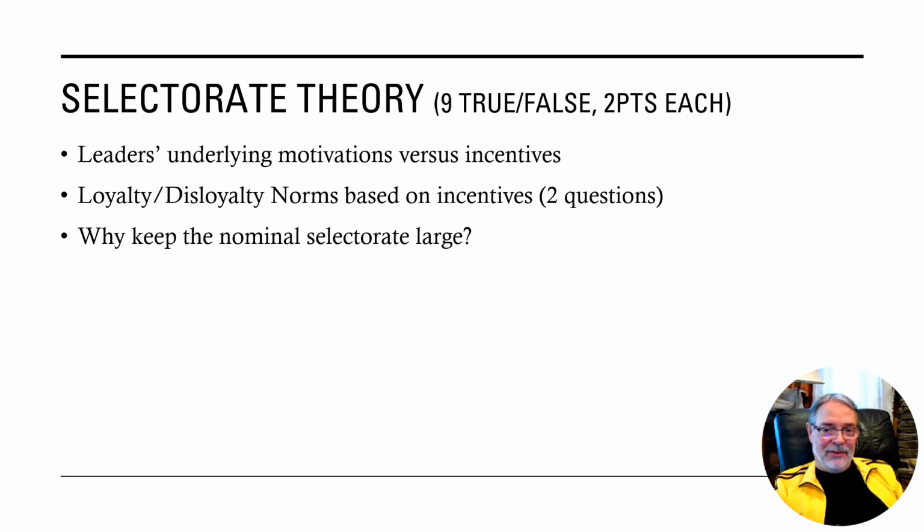Why keep the nominal selectorate large? This is a big thing that a lot of the focus is on: do you have the coalition, the essential supporters that are necessary to be in power, right? And in a small coalition regime, there's a small number of them, right? However, there's this thing called the selectorate, the nominal selectorate. These are the people who could be part of your coalition, right?